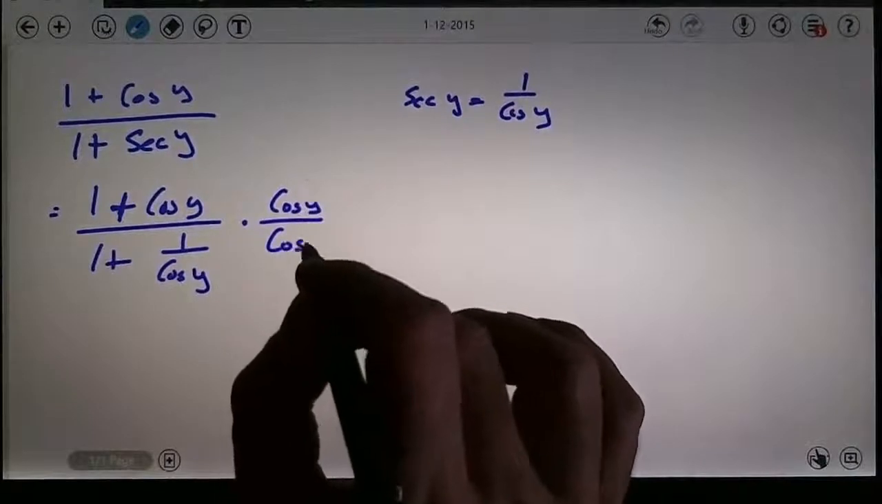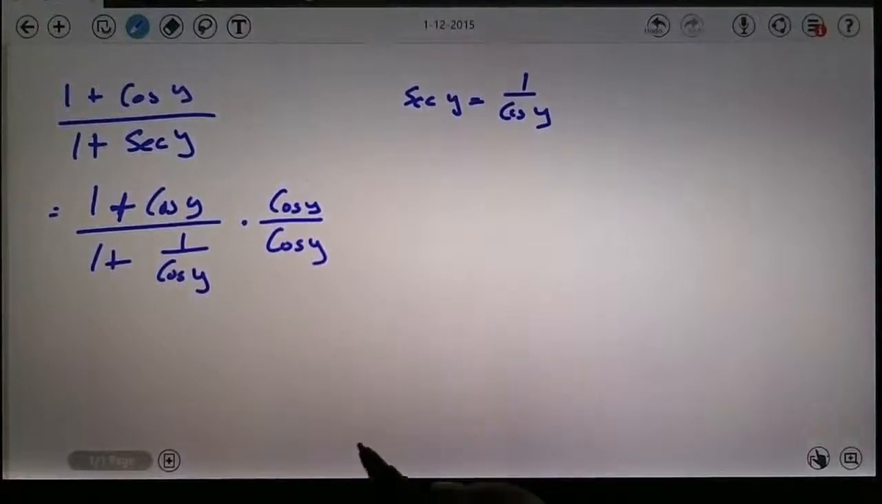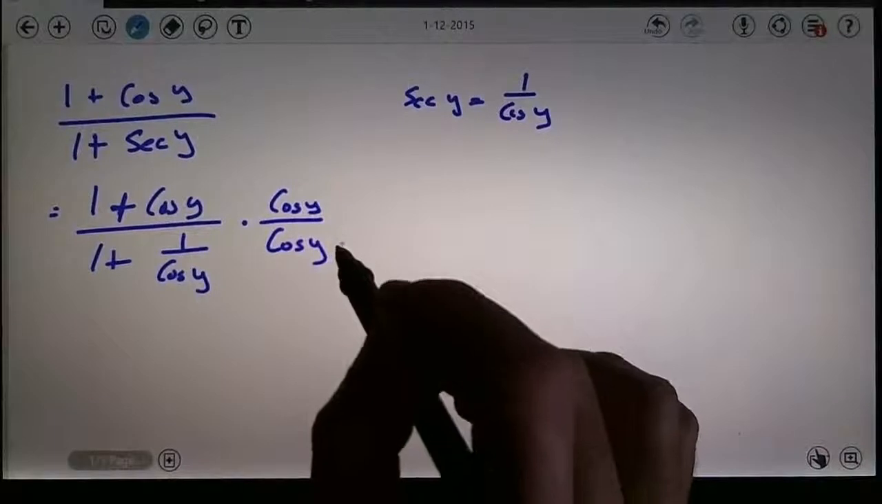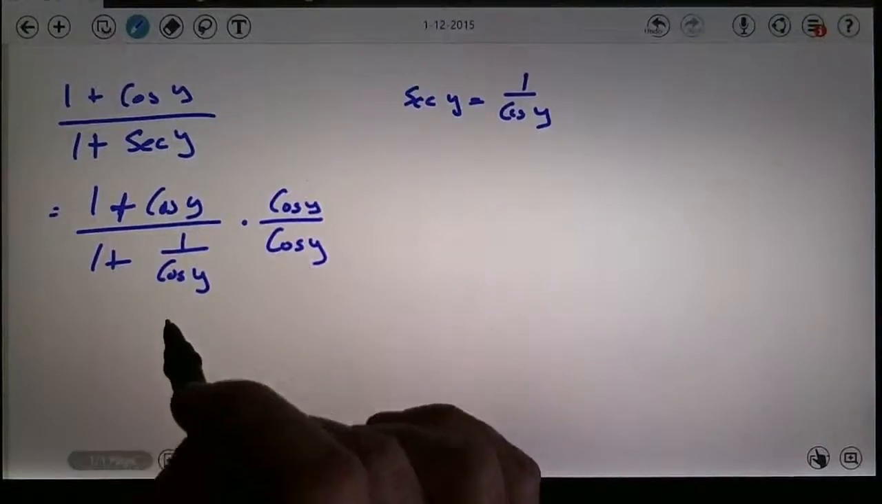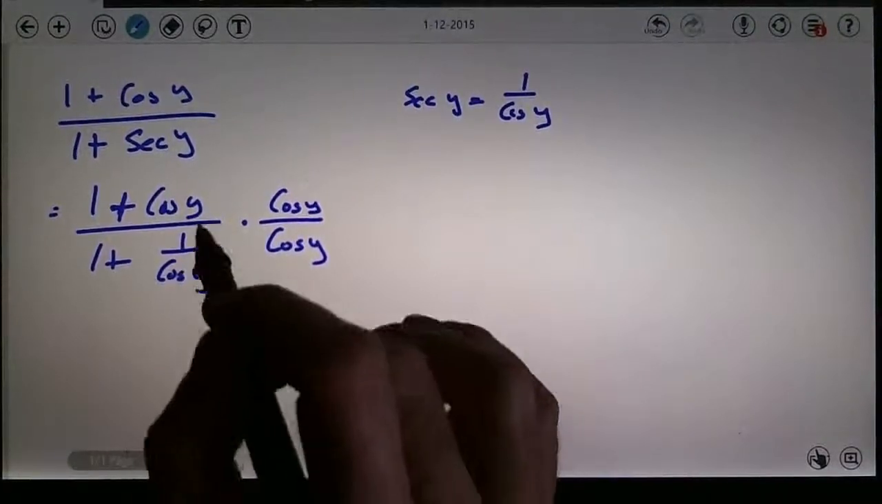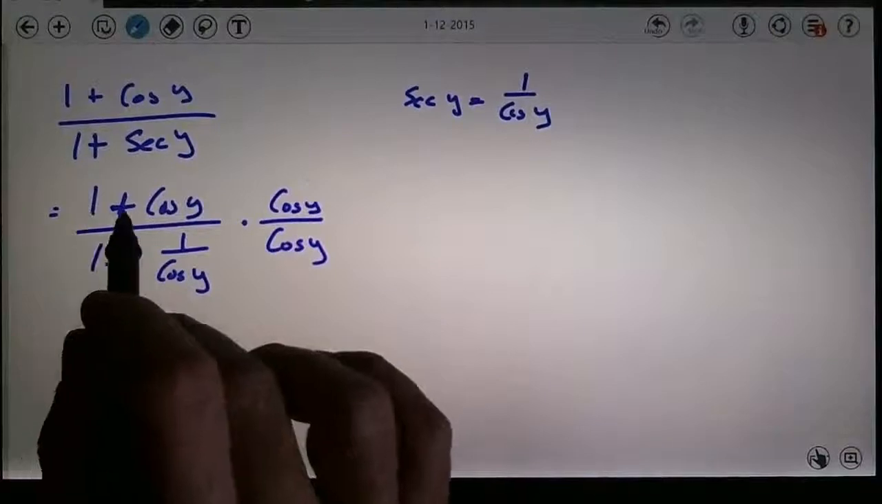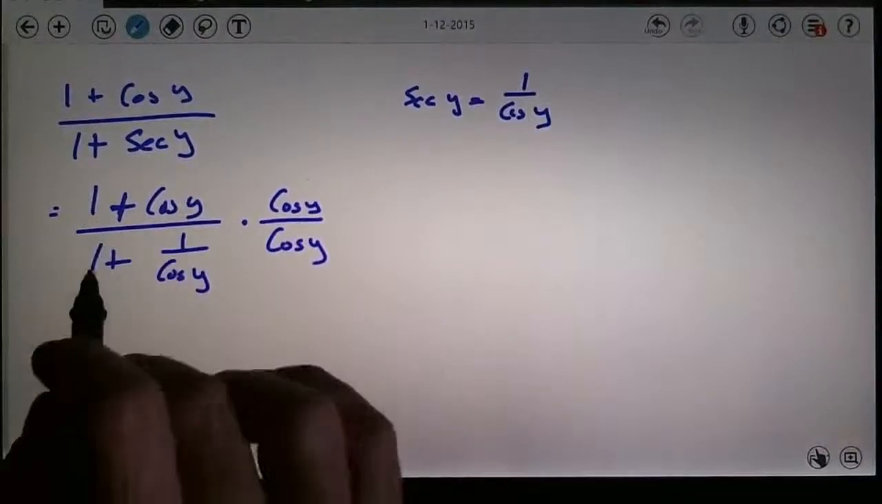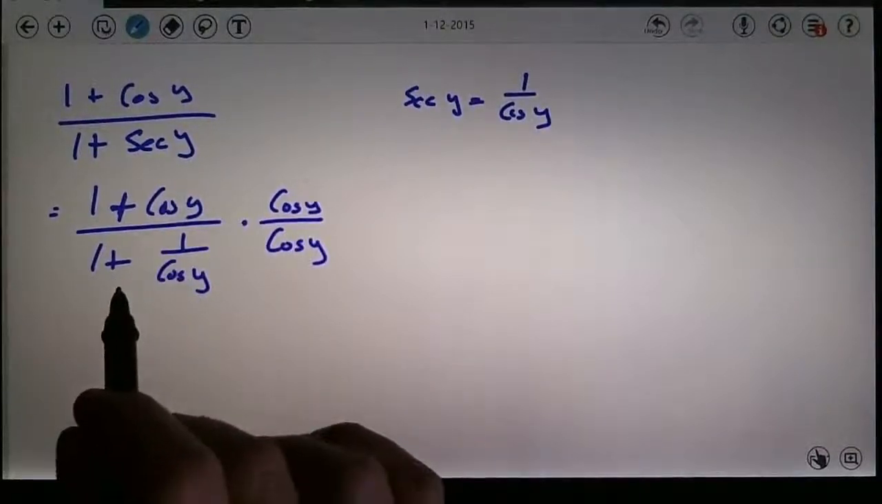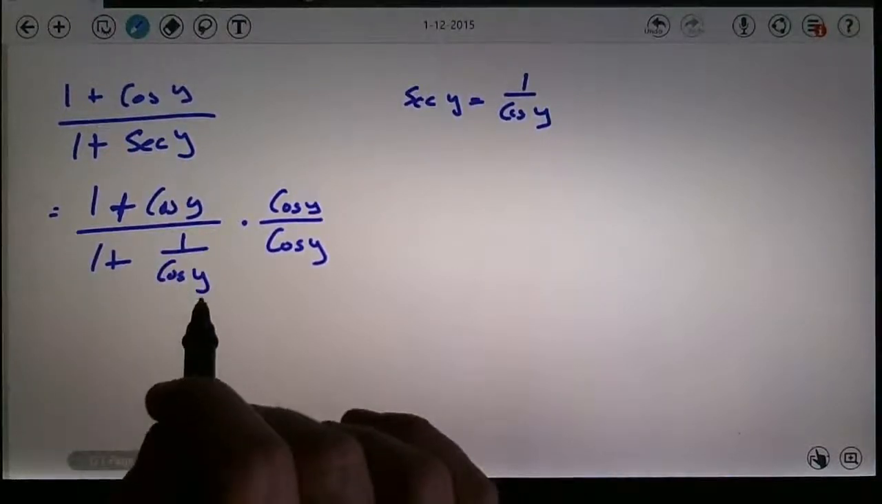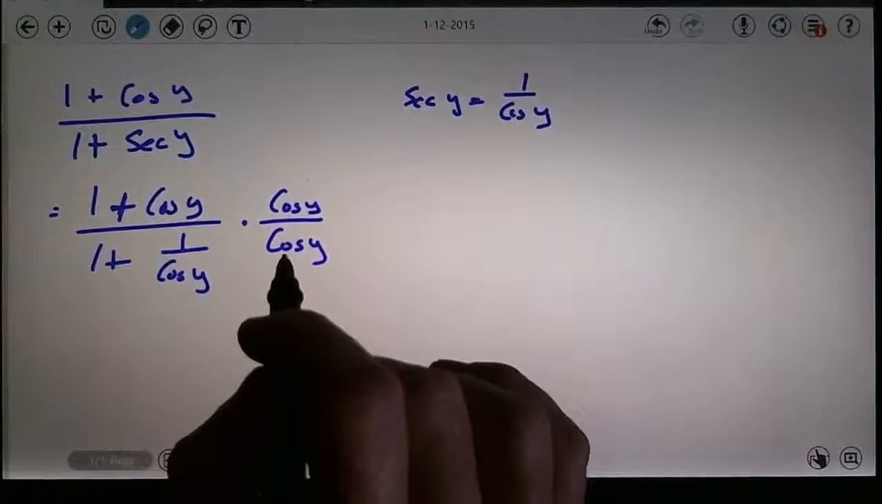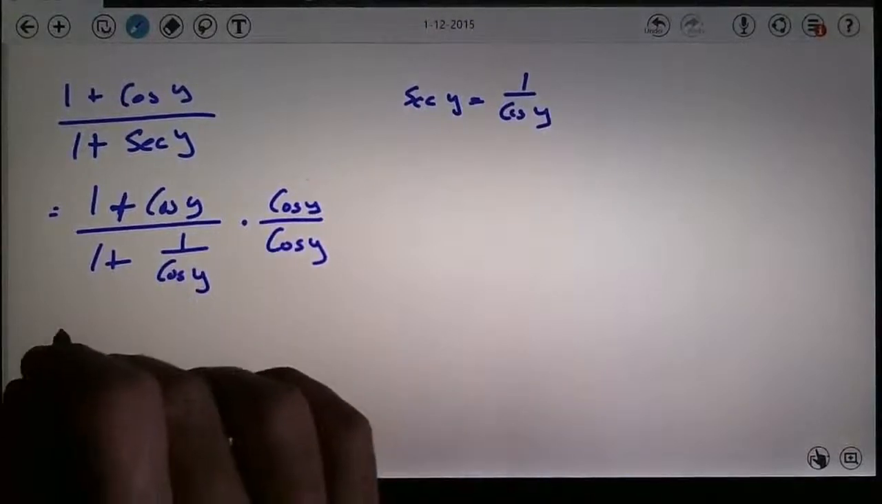You might say, why did you choose that? I can do anything I want. I could multiply by 7 over 7, and I'd get a perfectly true statement. But it may not get me anywhere. The thing is, I'm trying to get this down to fewer layers of fraction. So I looked at each one of the things that's in this, the 1, the cosine y, the 1 over cosine y. And I looked at all the denominators. In fact, there was only one denominator here, cosine y, and that's what I'm going to multiply by. The thing is, I want to cancel that denominator out.